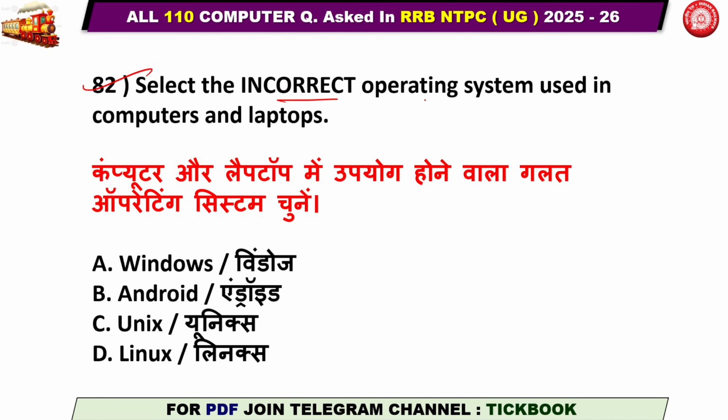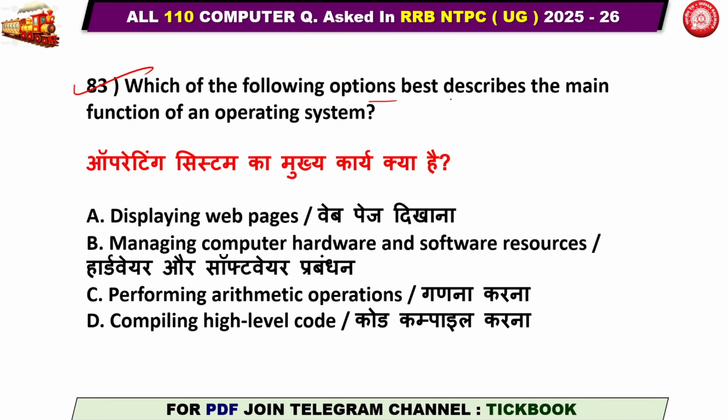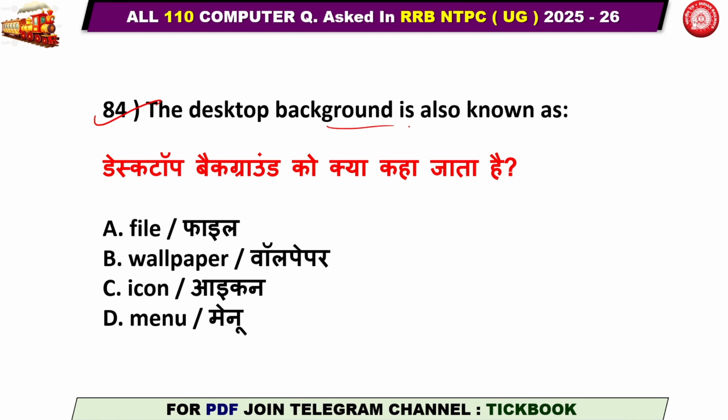82. Select the incorrect operating system used in the computers and laptops. Option number B, Android. 83. Which of the following options best describes the main function of an operating system? Option number B, managing computer hardware and software resources. 84. The desktop background is also known as what? Option number B, wallpaper.